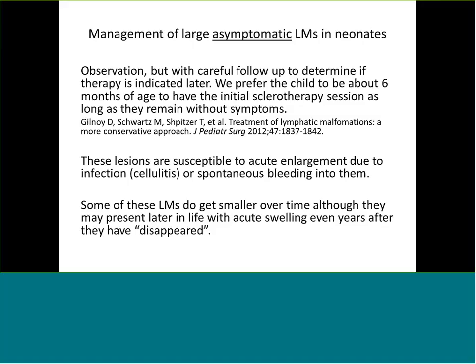So when they get smaller over time, we always tell the parents, that's great, they're asymptomatic, we're not going to treat them, but you need to know they may come back. And we frequently will see patients in the vascular anomalies clinic who are 4 years of age, 7 years of age, 15 years of age, and they'll come in with this swelling in their neck, and they'll say, well, I've never seen anything like this before, and it's a lymphatic malformation that's been there forever.